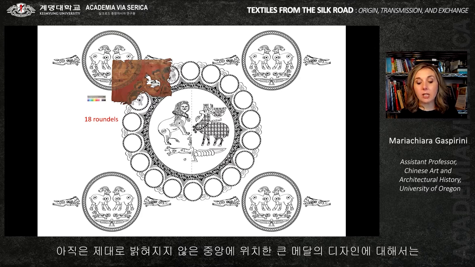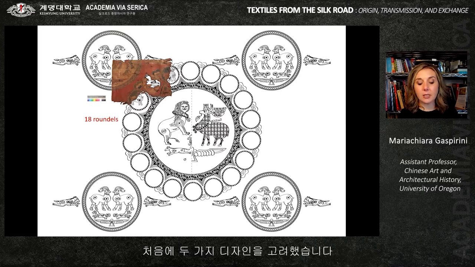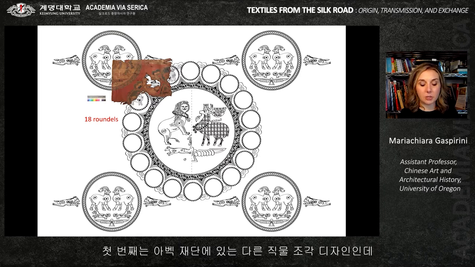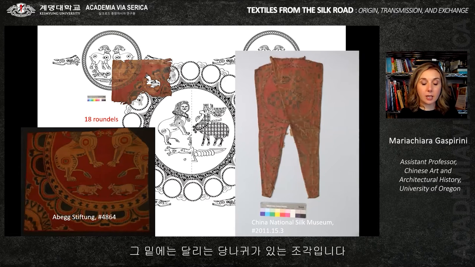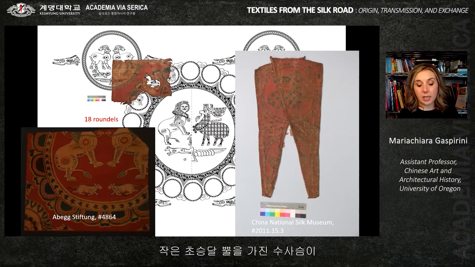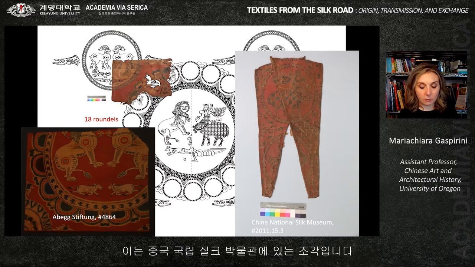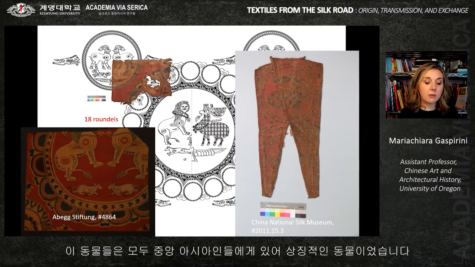Regarding the motif in the large central medallion, which was still undetermined, I considered two designs: one from another fragment in the Abegg-Stiftung, featuring a couple of mirrored seated curly mane lions with the raised front paw and running donkeys underneath them, and another with a stag or possibly an elk, featuring unique antlers made with smaller crescents, wearing a necklace with three medallions, in the China National Silk Museum. Both were considered royal animals among Central Asian people.